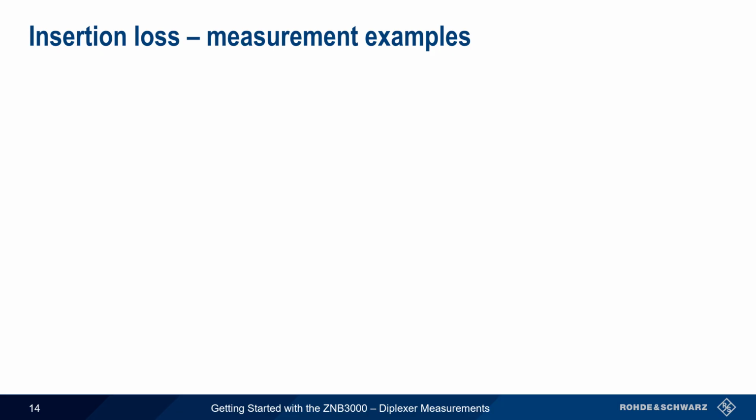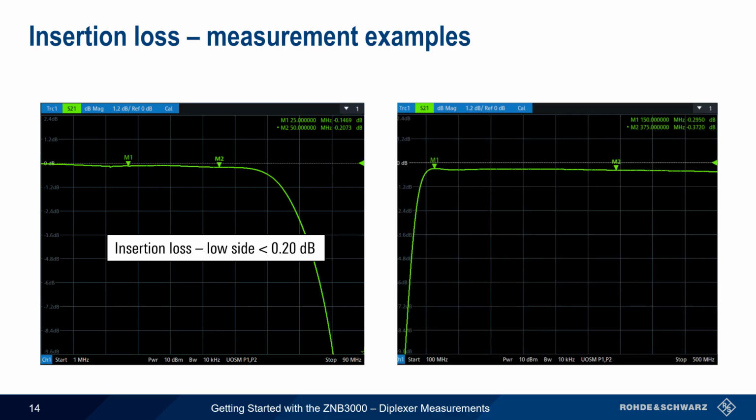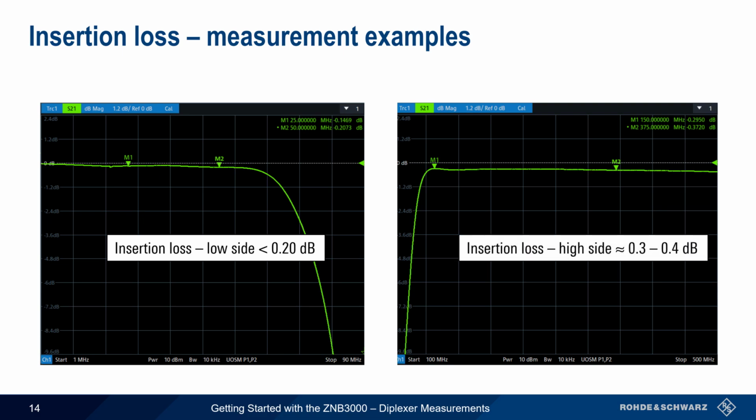Let's look at a measurement example. In this trace, we're looking at insertion loss from low to common, and by placing markers we can see that loss is generally quite low, less than 0.2 dB over the nominal low side frequency range of 1 MHz to 50 MHz. On the right, we're looking at insertion loss on the high side, over the range of 150 to 500 MHz, and we see that insertion loss is slightly higher, about 0.3 to 0.4 dB. Note that it's not uncommon for diplexers to have different amounts of insertion loss on different ports.